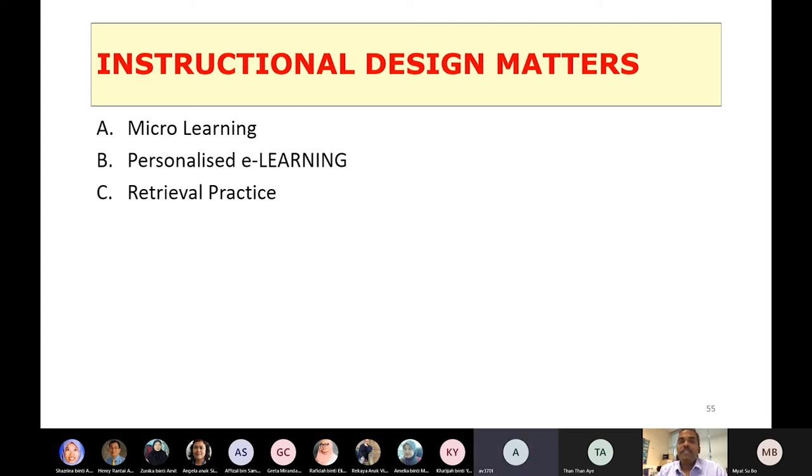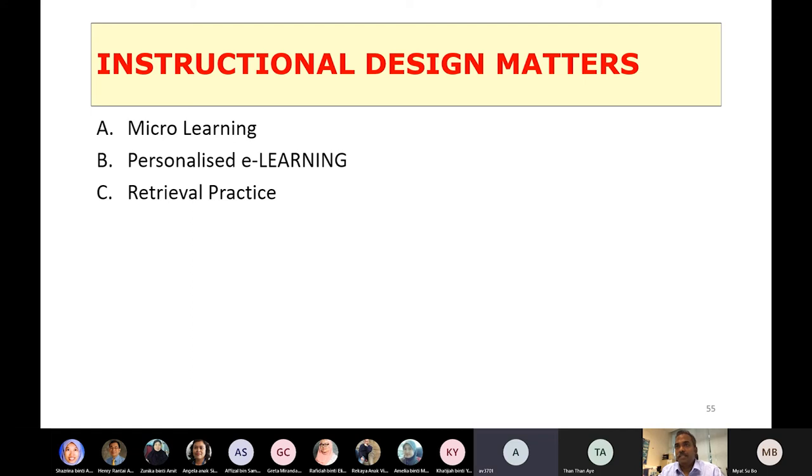So the concept of this is micro learning, making everything small, and then personalized e-learning. It means giving it back to them, and they can do self-paced learning and are able to learn 24/7 wherever they are. So it's nothing synchronous. There's no synchronous at all. And then retrieval practice. Retrieval practice is a big word for what is basically assessment, self-assessment. So these were the principles that I used.